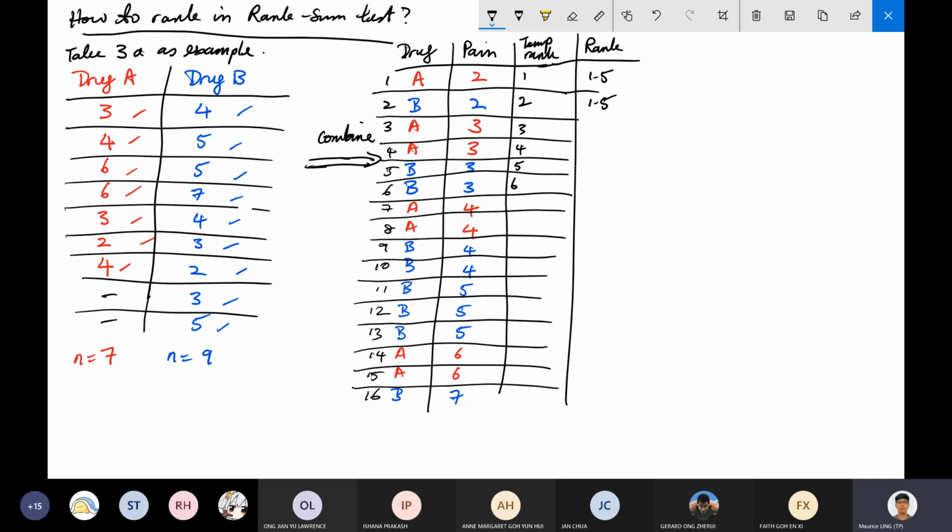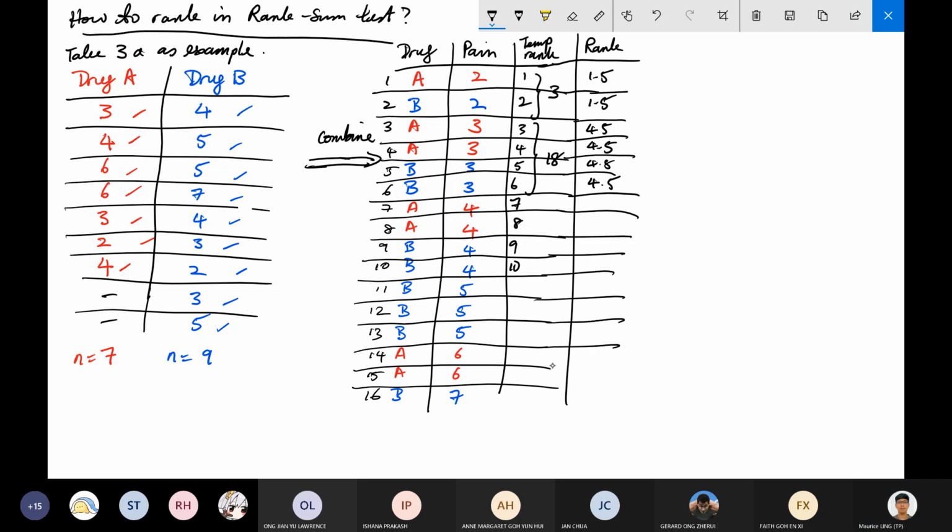So this is rank 3, rank 4, rank 5, rank 6. 3 plus 4 plus 5 plus 6 is what? 18. 18 divided by 4 is what? 4.5. Correct. So this is 4.5 each. This is rank 7, 8, 9, and 10. So 7 plus 8 plus 9 plus 10 is 34. 34 divided by 4 is 8.5.